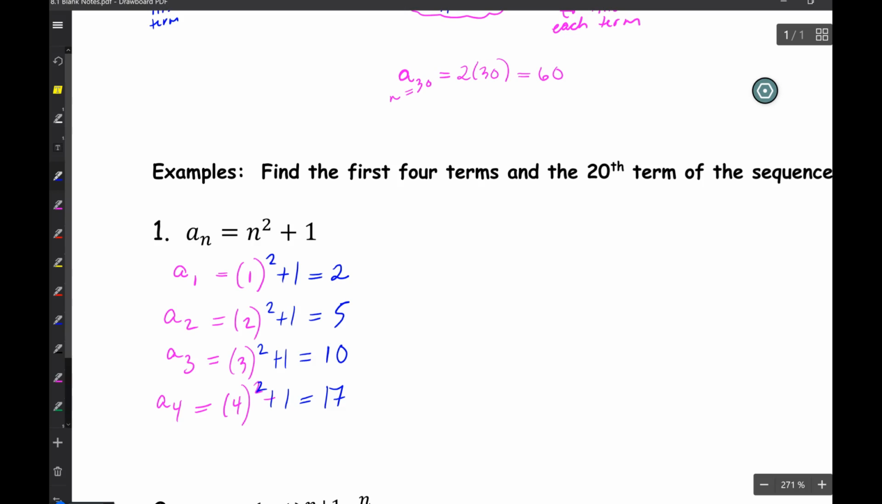And then how would we find the 20th term? Plug in 20 for n, exactly right. So the 20th term would be 20 squared plus 1, and that would come out to be 401. So the pattern that we're looking at here is 2, 5, 10, 17, and then the 20th term, a sub 20, would equal 401.